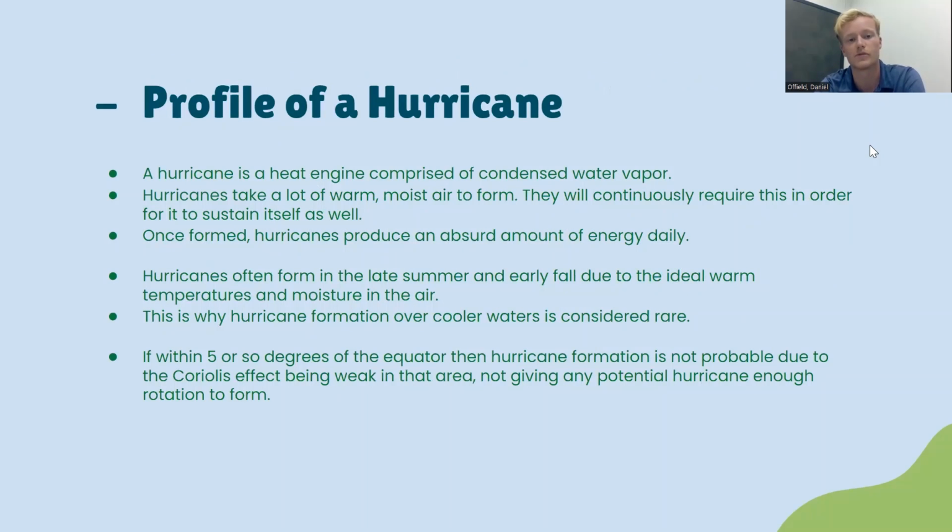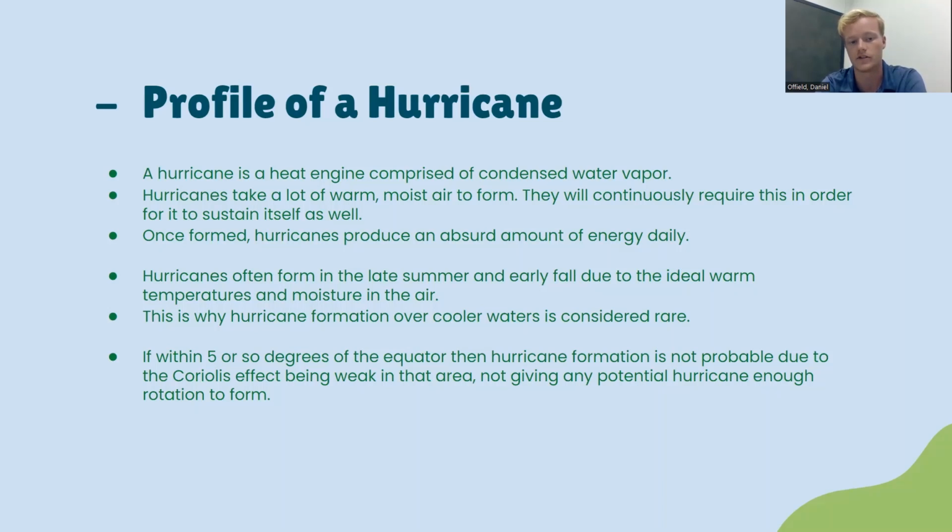With regards to the profile of a hurricane, it is a heat engine comprised of condensed water vapor. Hurricanes take a lot of moist, warm air to form, and they continually require this in order to sustain themselves. Once formed, hurricanes produce an absurd amount of energy daily, and they often form in late summer or early fall due to ideal weather conditions in that time, with warm air and moisture in the air. This is why hurricane formation over cooler waters is considered rare.